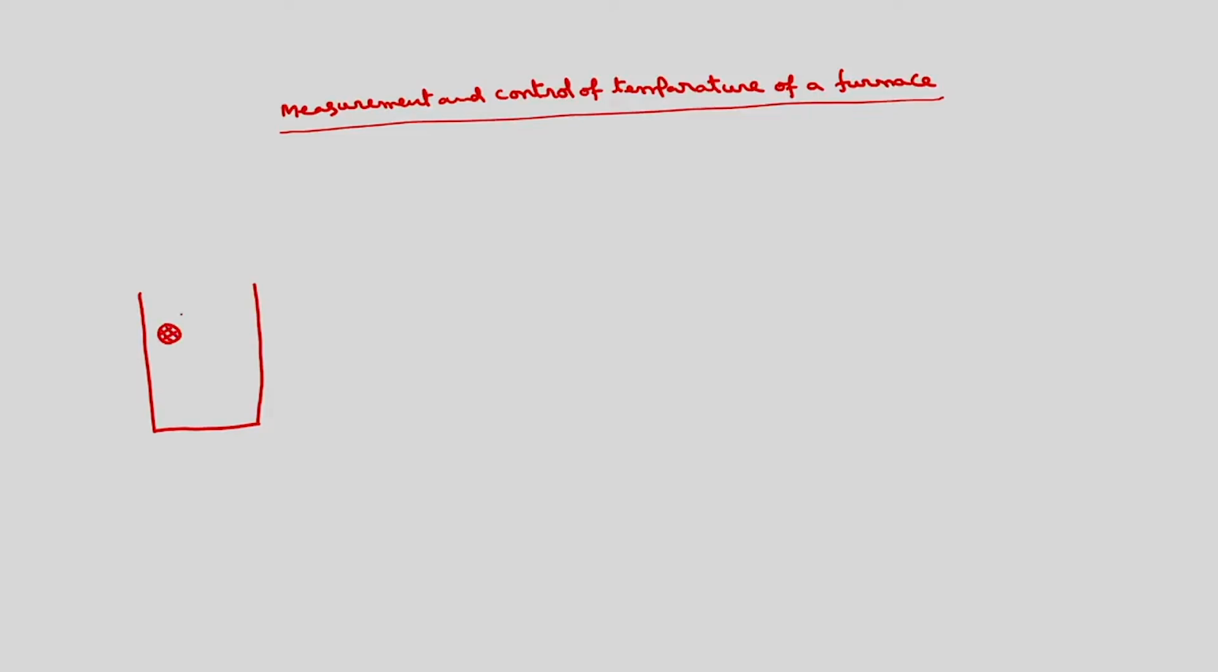Measurement and control of temperature of a furnace. Okay. Suppose I have a furnace here. Here you have to insert a sensor, a temperature sensor. This is the temperature sensor, and here we can control and maintain the temperature by using a fan, blower and heater. This is the heater, this is the blower or fan. This is the temperature sensor.